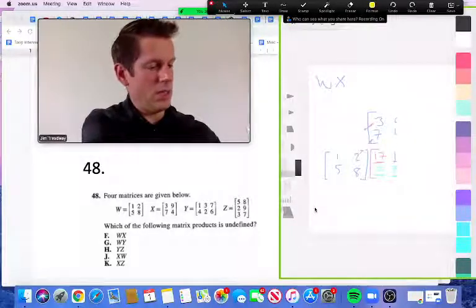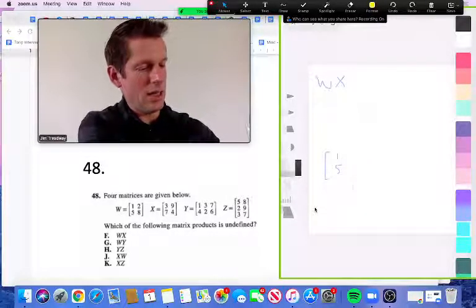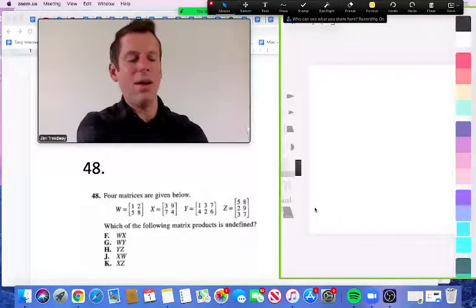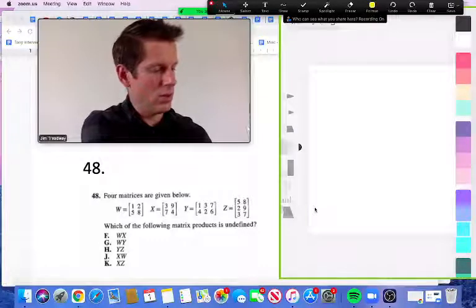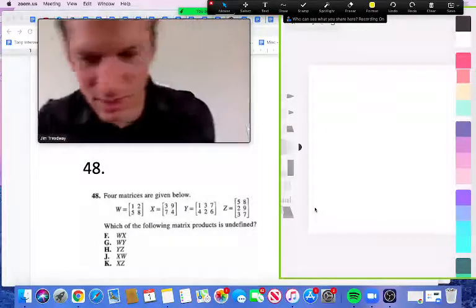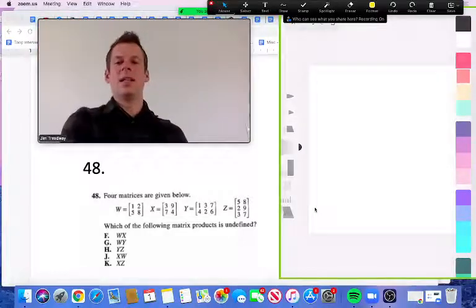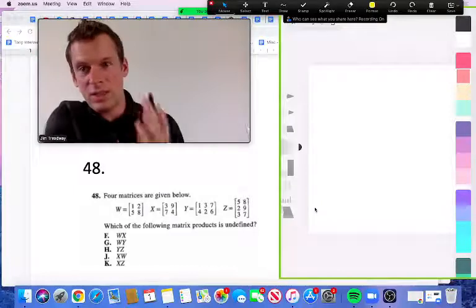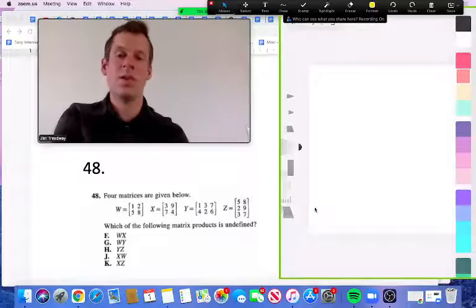So we'll do another one just so you can see it and get enough practice. That was with a 2 by 2. Obviously, rewind the video if you want to rewatch it and see the steps again. That worked because the number of columns in the first matrix, 2, equals the number of rows in the second matrix, 2.